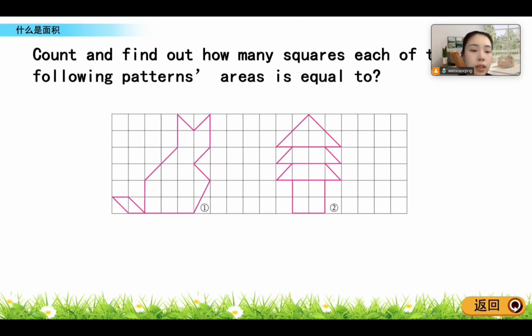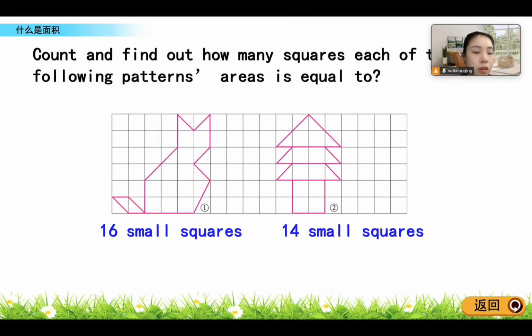Now, please complete this question in groups. Then report the results and explain the method. Both shapes contain half grids. When counting, combine two half grids into one complete grid. Finally, we count that the first shape has an area of 16 grids and the second has 14 grids. So the first shape has a larger area.